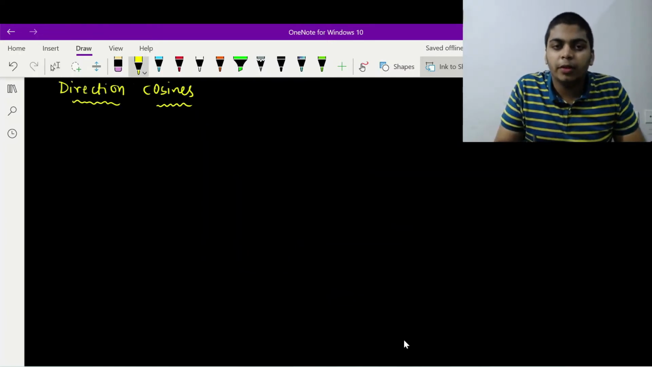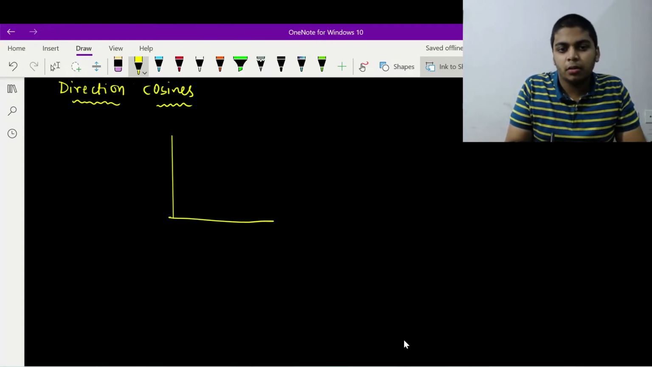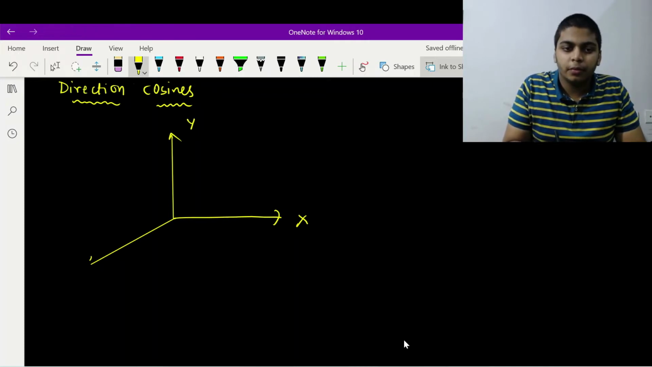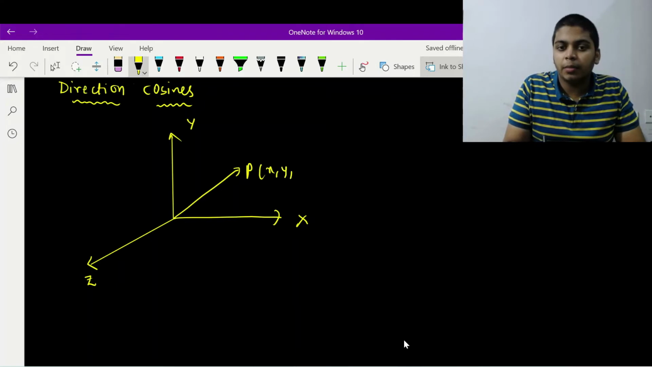So the next subtopic we'll be looking at is the directional cosines. So if I consider the 3D Cartesian coordinates x, y and z, and I have a vector starting from the origin to some point P, and let's say it has some point x comma y comma z.